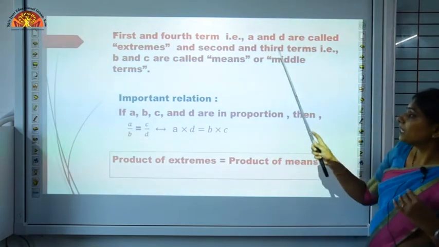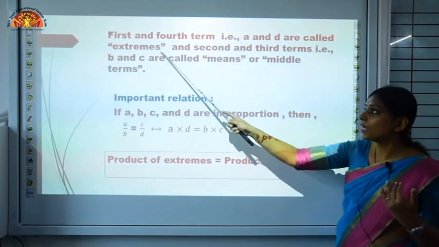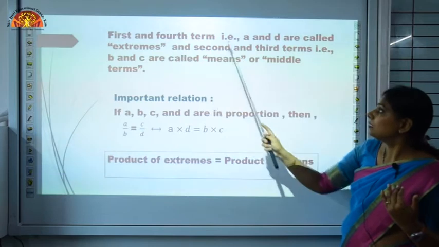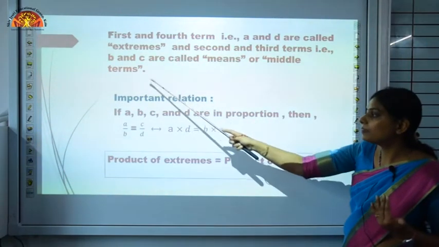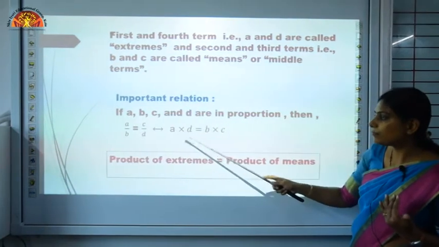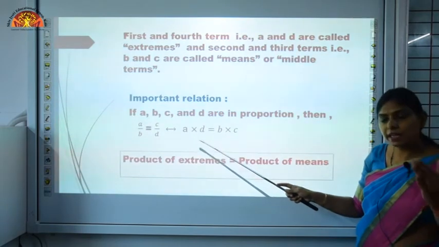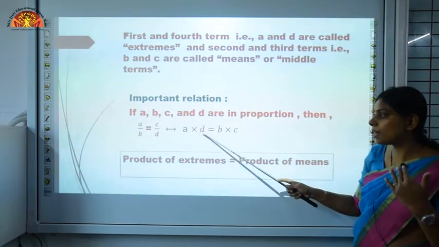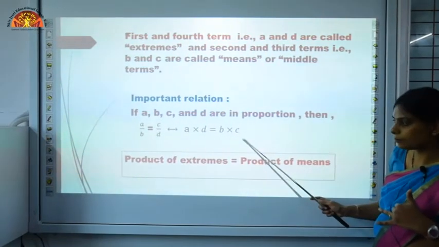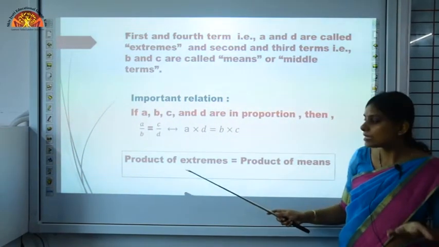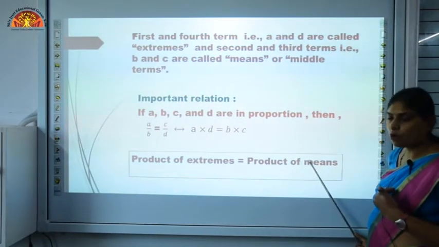That is children, A and D, the first and the last term, are known as the extremes, and the second and the third term are known as the means. So when two ratios are in proportion, we can write A into D, the product of first and last term, equals the product of the second and third term, which can also be written as product of extremes equals product of the means.